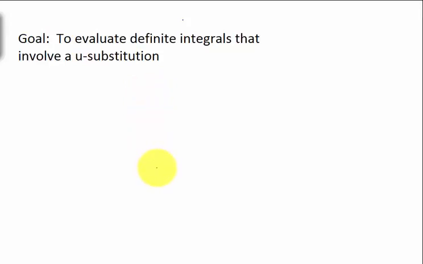Hi, and welcome to a video on how to evaluate definite integrals that involve a u-substitution. This is the second video in a 3-video series, so if you haven't seen the first one, you want to watch that first. And if you're not familiar with the technique of u-substitution, you want to make sure you know how to do that before you watch this video.